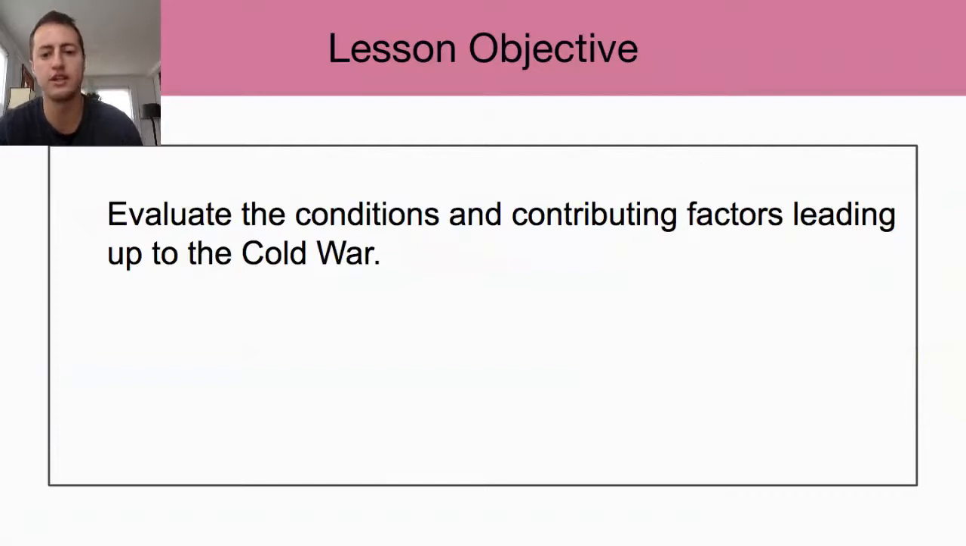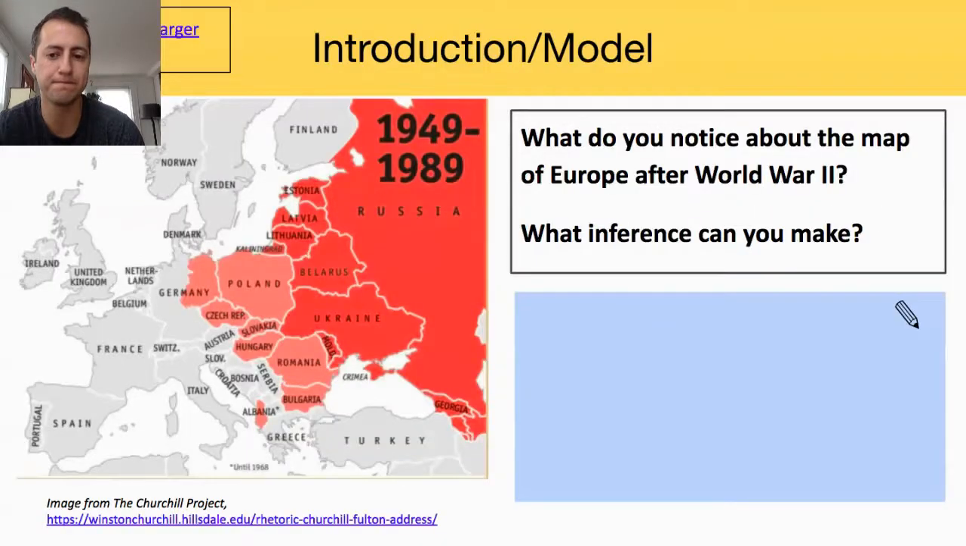Today, they're going to evaluate the conditions and contributing factors leading up to the Cold War. So we're really looking at the beginning of the tensions between the US and NATO and the Soviet Union or the Warsaw Pact. Students are going to start by looking at this map. You can have students look at it more closely or zoomed in if they click on this link down here. And this video is going to give you a few answers to the questions.